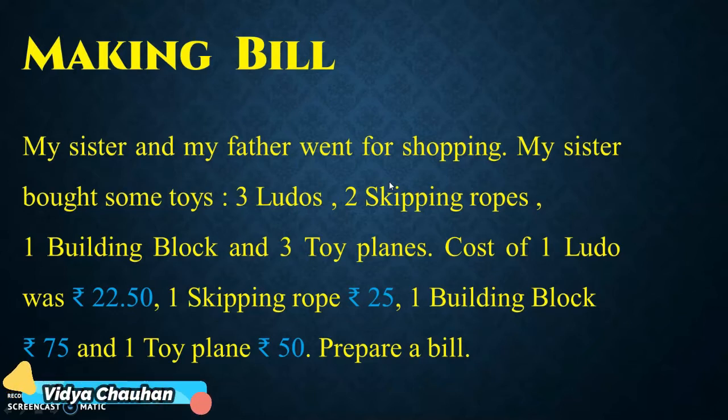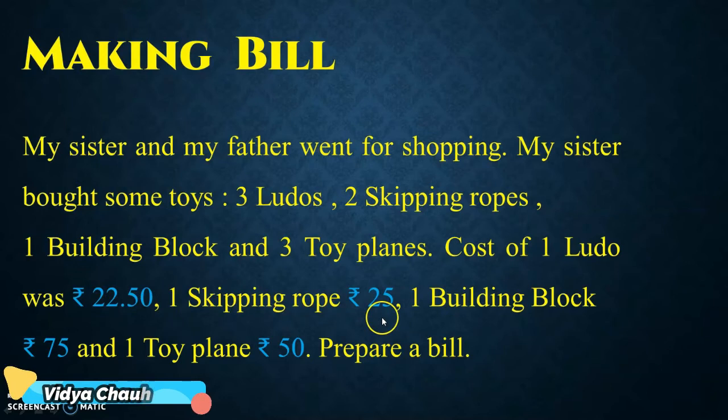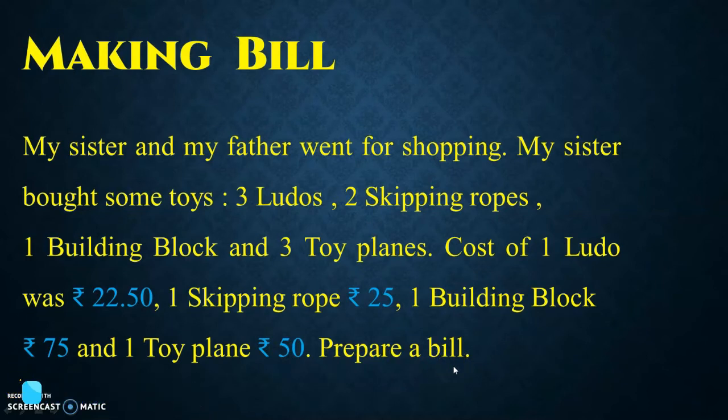Now we are given the number of items, or you can say the number of toys which she has purchased. Now what are the costs? As you can see here, the cost of one Ludo is rupees 22.50, one skipping rope is rupees 25, one building block is rupees 75, and one toy plane is rupees 50. Now it is said that you have to prepare a bill for this. So how are you going to prepare a bill, as we have already discussed how to prepare a bill.